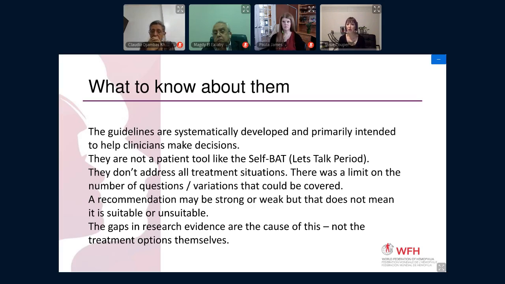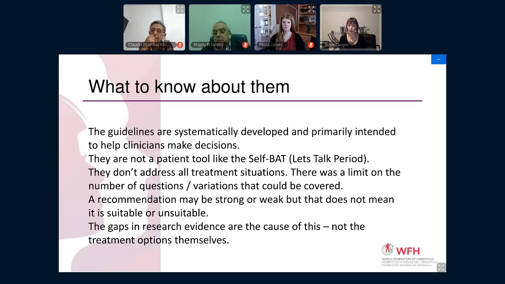This was something that I've never been involved in, any of the methodological practices. So I was quite curious to see how it all worked with recommendations. And the recommendations might be strong or weak, but that doesn't necessarily mean that their treatment choice is suitable or unsuitable. A weak recommendation is not a bad recommendation. It just means that there's a lot more work to do.